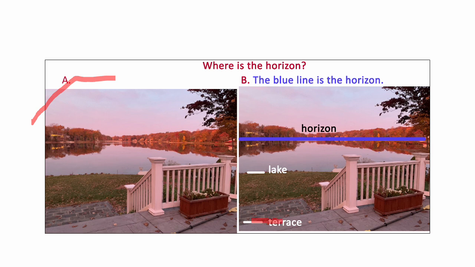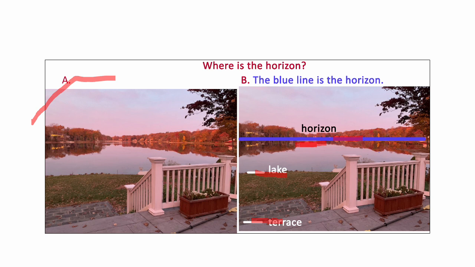We know the terrace is closer to us than the lake because it's lower on the page. And we also know that the lake is on the ground. We can't have lakes in the air after all. So this far side of the lake has to be below the horizon. And as the lake gets larger, this far side gets closer and closer to the horizon.